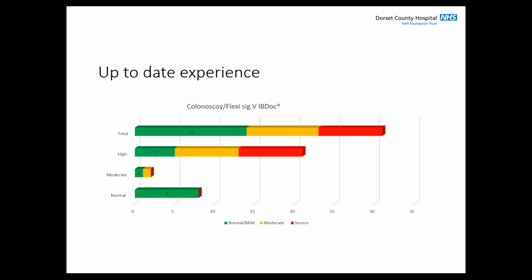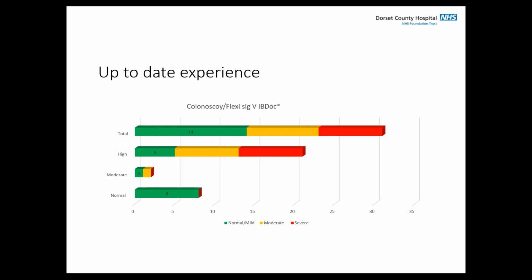But of those 134 patients, 111 did carry out tests and have carried out tests going through. 80 patients didn't undergo colonoscopy and flexible sigmoidoscopy. And those that did actually had reasonable correlation between their IBDoc results and their colonoscopy results. And where it didn't quite correspond, there was usually a good reason for that.